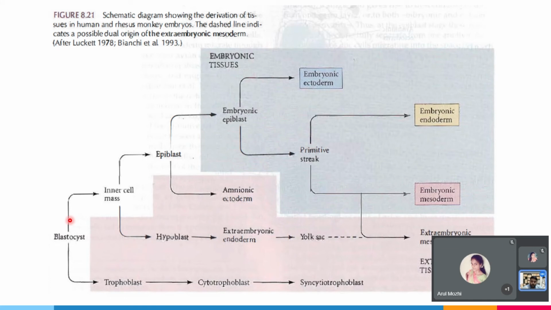So in the blastocyst, what happens is that after a process known as compaction, the cells in the interior form the inner cell mass, which will finally give rise to the embryonic tissues, as you can see right here, and the outer ones will give rise to the trophoblast. So what exactly is the molecular mechanism which separates out the inner cell mass and the trophoblast is what we will look into next.